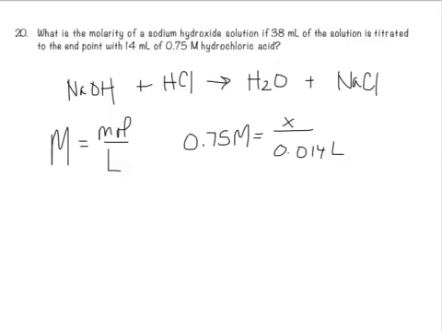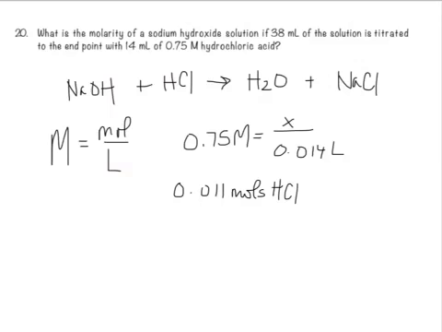0.014 liters. All right, and now in order to solve this for x, we've got to use our Algebra 1 skills. I need to get x by itself, so I'm going to cross-multiply, essentially multiply both sides by 0.014. So if I multiply 0.75 times 0.014, my calculator spits out 0.01, and then if I round it to sig figs, 0.011 moles of hydrochloric acid. So now I know the moles of hydrochloric acid.